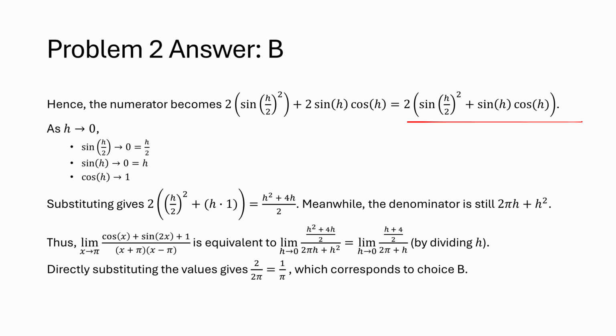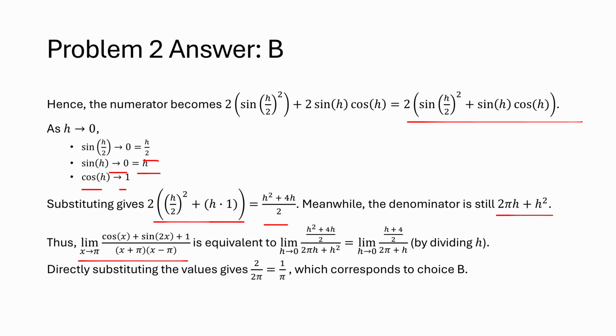And as h goes to 0, sine of h over 2 will go to 0, which is equivalent to h over 2. And sine of h will also go to 0, which equals h. And cosine h will go to 1. So substituting will give 2 times (h over 2) squared plus h times 1, which equals h squared plus 4h, everything over 2. And the denominator is still 2 pi h plus h squared.